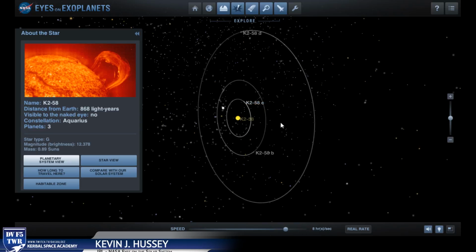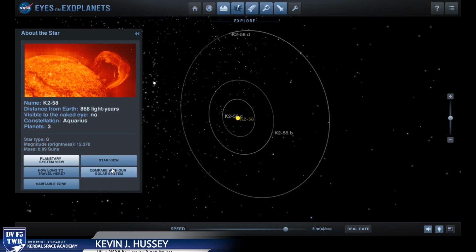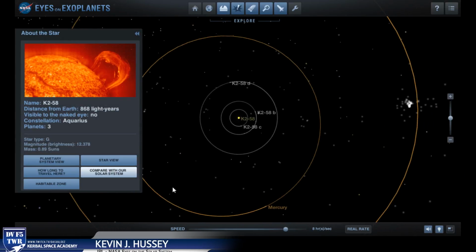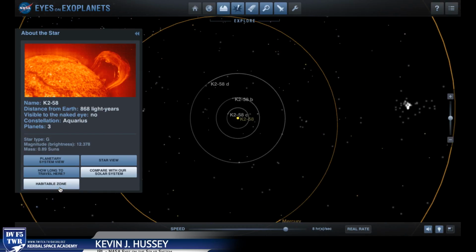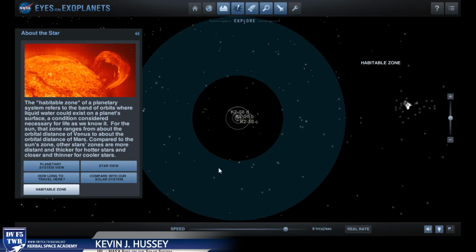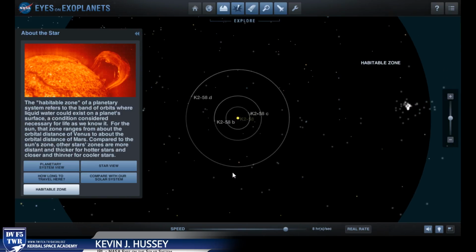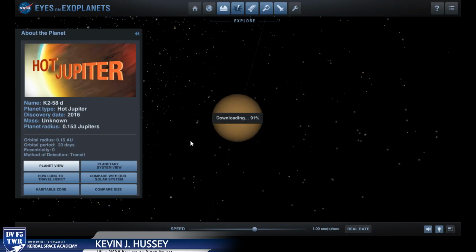I like to start by comparing it with our solar system. And again, these are well within Mercury. Let's check for the habitable zone. There's the habitable zone. Darn. So outside there, they're too hot. That's okay. There's 329,999 other options. So we're going to click here, and let's take a look. This will be a hot Jupiter.